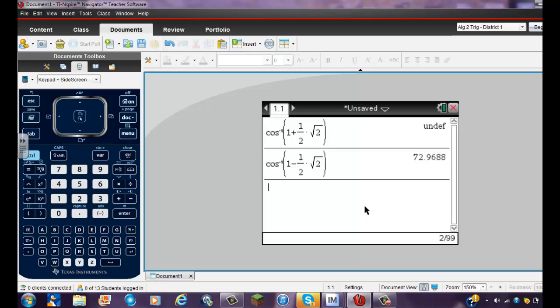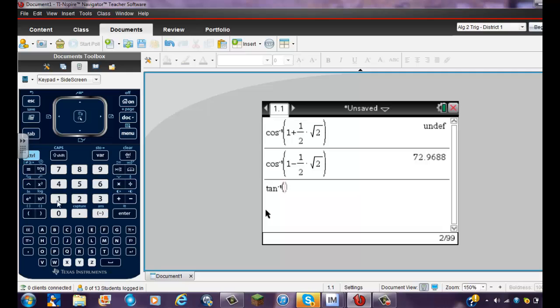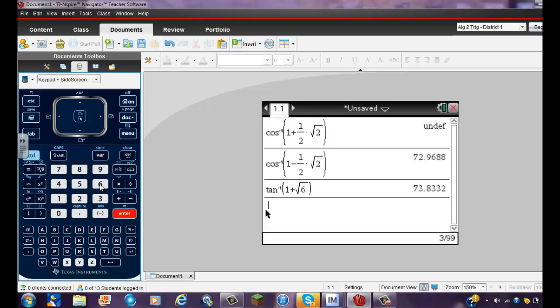Again, it's an inverse function. This time I'm finding tan, so it's inverse tan, first of 1 plus root 6. And I get about 74 degrees, and I jot that down. I edit that previous entry and just change it to 1 minus root 6. Remember, arrow up, hit enter, copy, edit, change the plus to a minus, hit enter, and I get negative 55 approximately. So again, go back to your paper, jot that down, and do the rest of the necessary math.